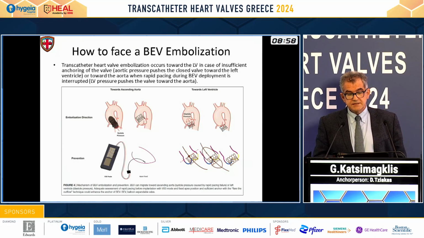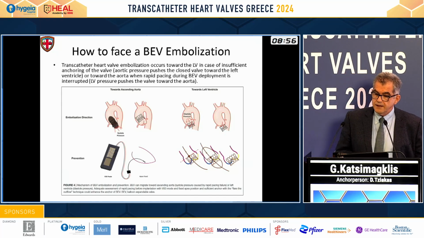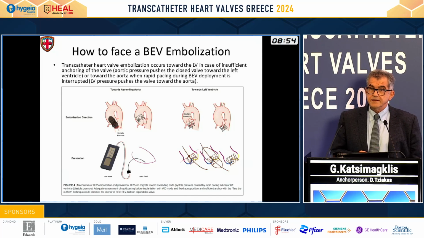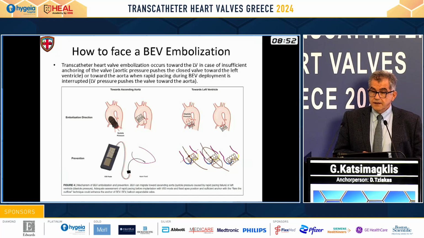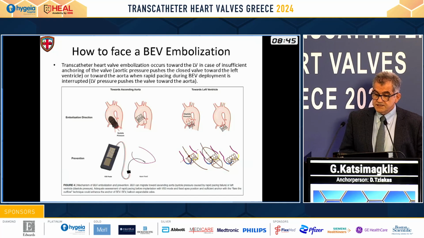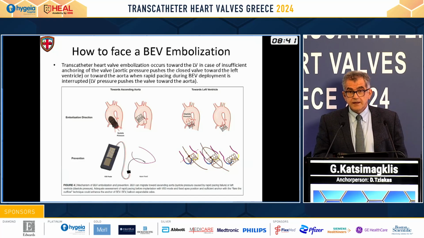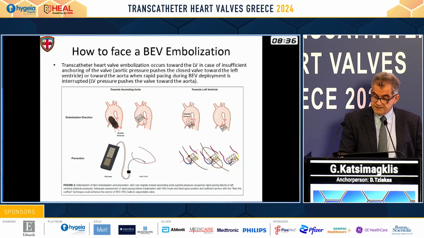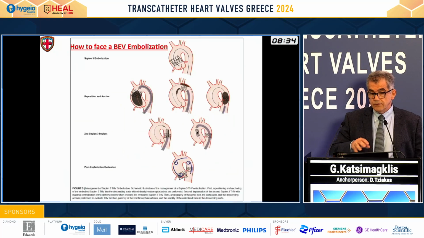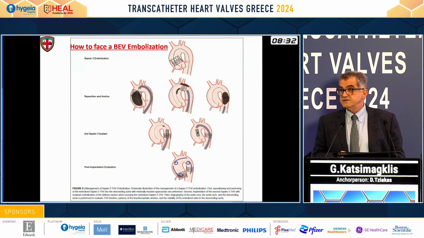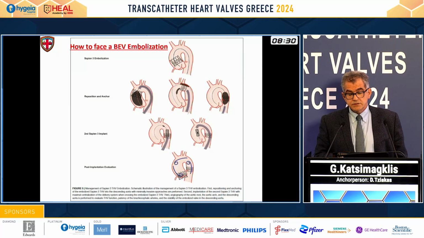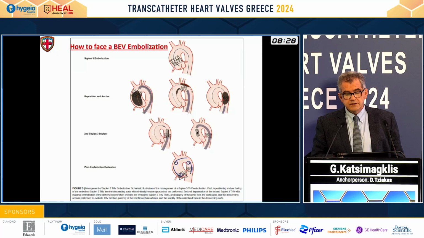the main reason is the interruption of the rapid pacing. When the valve embolizes into the left ventricle, it is because there was not sufficient anchoring of the valve, and during the post-dilatation, the valve embolized into the left ventricle. How are we going to face this embolization when the valve is in the aorta?